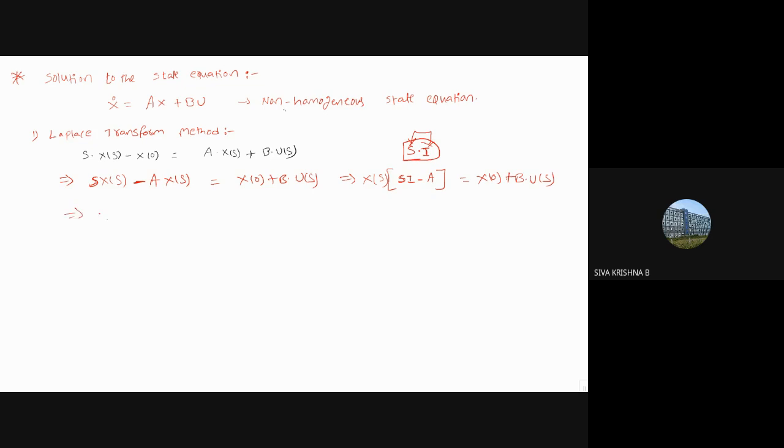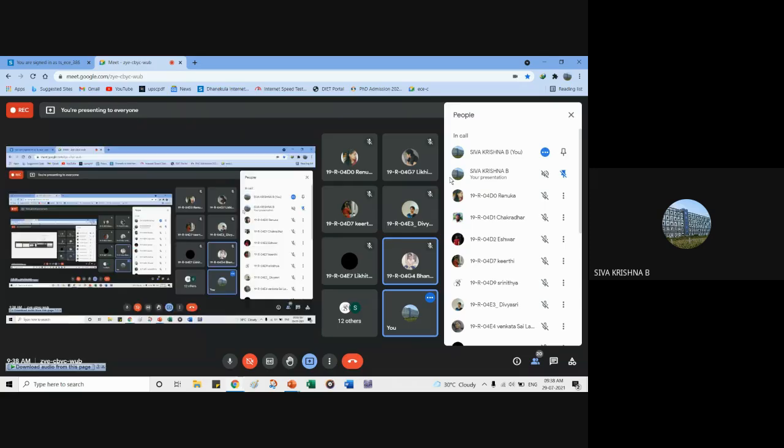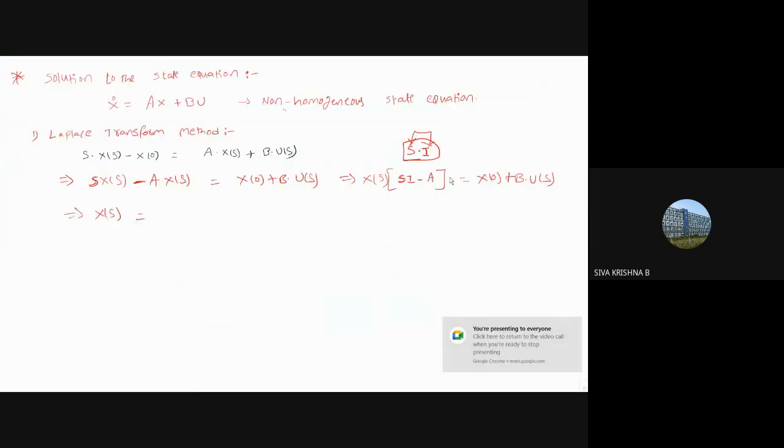Okay, from that, what is X of s? This is multiplying on the left-hand side. If it is moving to the right side, what will happen? It becomes dividing, and dividing means in the denominator, sI minus A. So I am just taking this to the upside, which means you can write it as inverse.